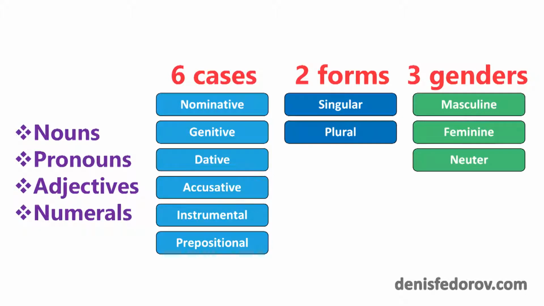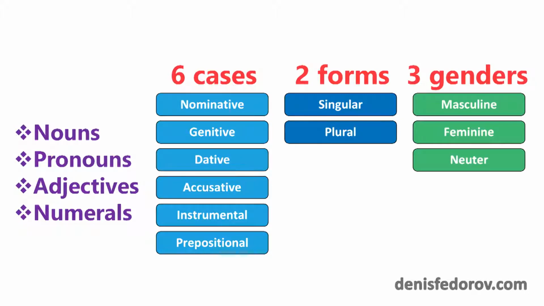And as I mentioned before, 4 parts of speech can have cases: nouns, adjectives, numerals, and pronouns. So, to learn cases, it means to learn to change endings for 4 parts of speech in 6 cases. Moreover, in singular and plural forms, there are different endings for the same cases. In addition, in masculine, feminine, and neuter genders, words have different endings.